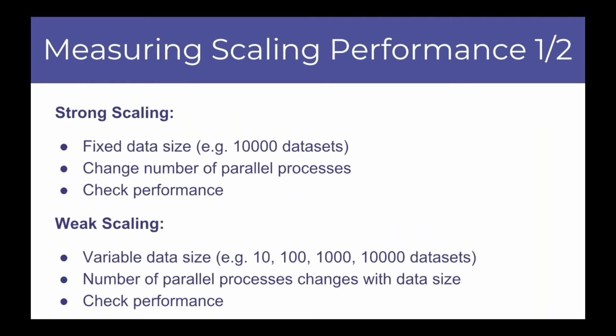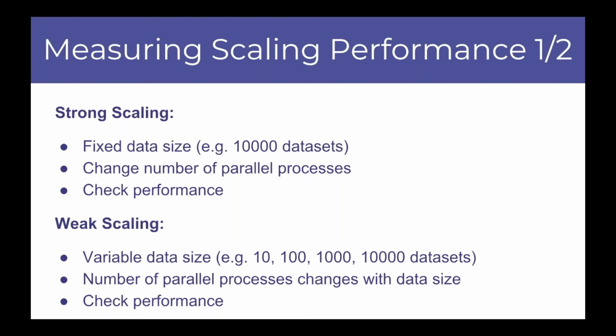And after you finish that, you can check the performance. We will see how to extract useful metrics in the next slide. Whereas in weak scaling, what we do is we vary the data size with the number of parallel processes, or the other way around. We vary the number of parallel processes with the data size, and in the same ratio. So maybe we can use 10 processing elements to process 10 datasets, or 50 processing elements to process 50 datasets, or 100 to process 100, and so on and so forth. And then we check the performance.